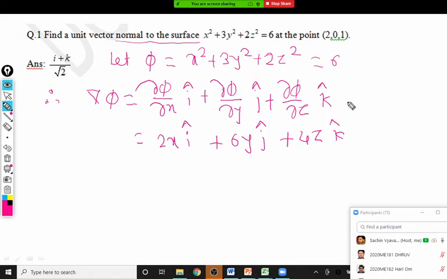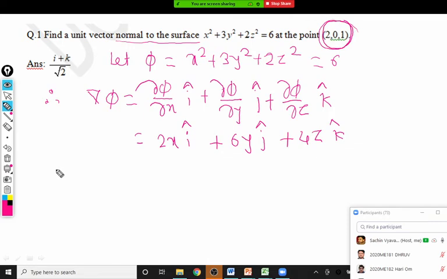Remember, in vector calculus, the derivative formulas are required. Very simple formulas: hardly will you require the derivative of algebraic, trigonometric, and exponential functions, not more than that. But the concepts are very important; if you understand, then you can do it very easily. Whatever we calculate as del phi is actually the normal vector to the surface at any point x, y, z. This is the general normal vector, but here we want the normal vector at a particular point.